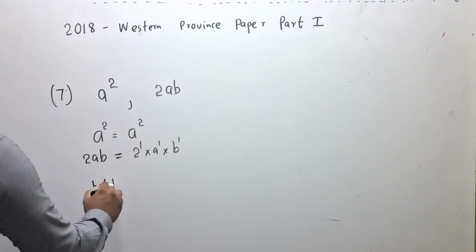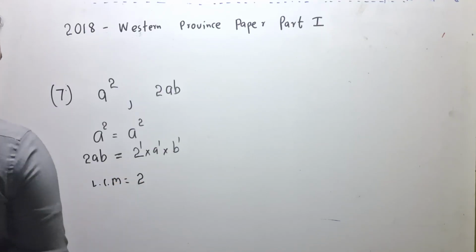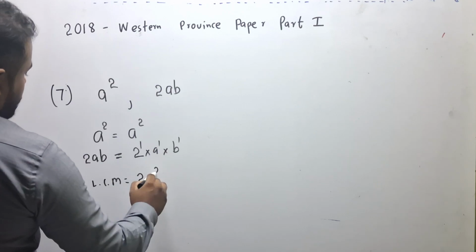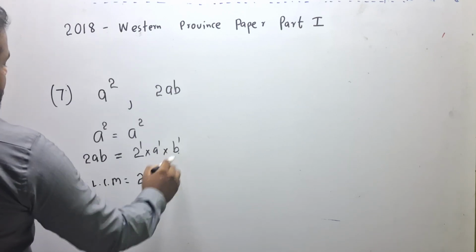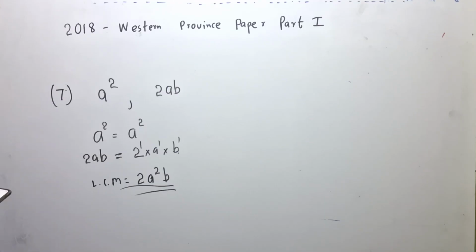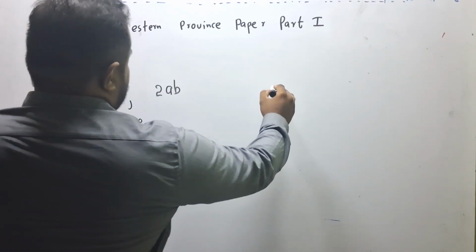Least common multiple. When we consider 2, the highest power of 2 is 2. When we consider a, the highest power of a is a to the power 2. When we consider b, the highest power of b is b to the power 1. So this is the answer. That's one method. Or you can use this division method.